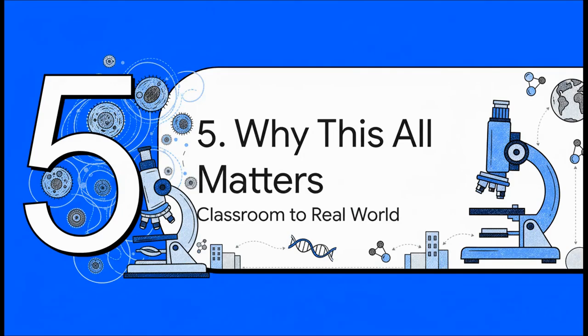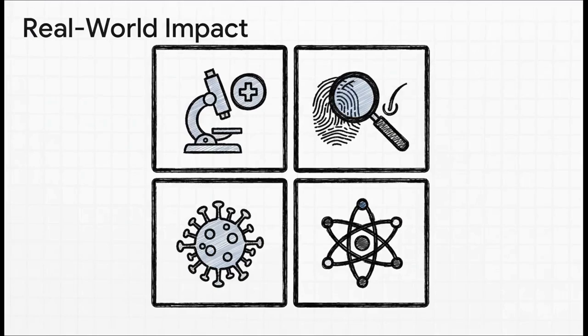Right, final section. Why does any of this actually matter? We've gone through the history, the theory, the tech, and the maths. But let's bring it all back home. Because microscopes aren't just for looking at onion cells in a classroom. They are absolutely fundamental tools that have shaped our entire modern world. I mean, their impact is literally everywhere.